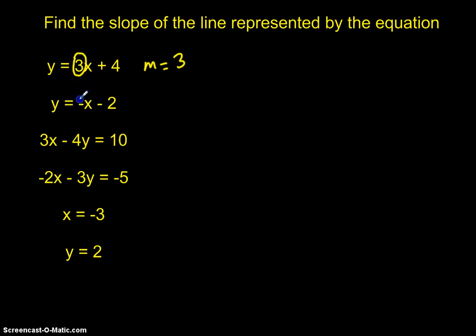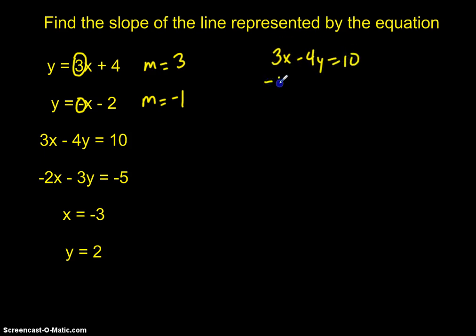What is the coefficient of this x? Well, it's negative something. It's negative 1, right? Negative 1. So the slope in this one is negative 1. Now, these are in different forms, so what you always have to do when you're finding the slope of a line, you always have to put it in this form. So here, let's write this over here. We got 3x minus 4y equals 10.